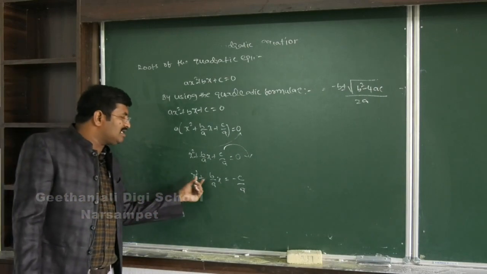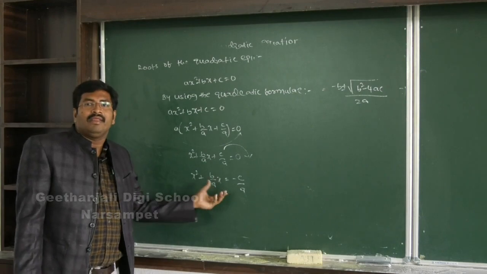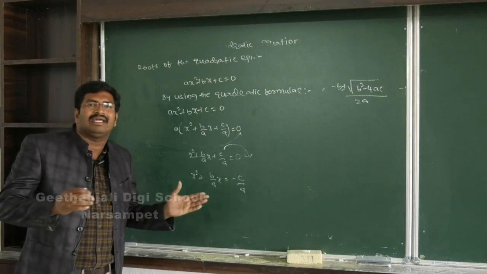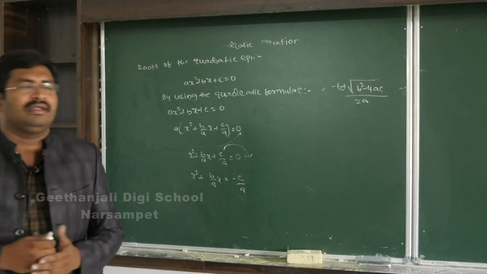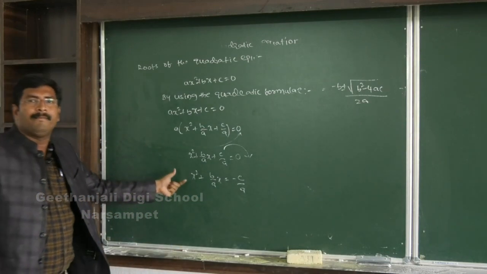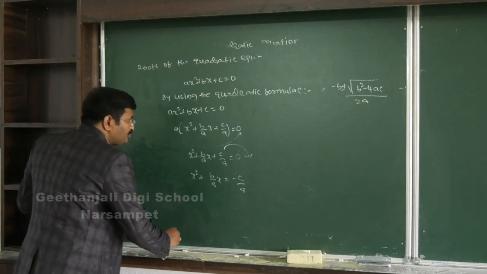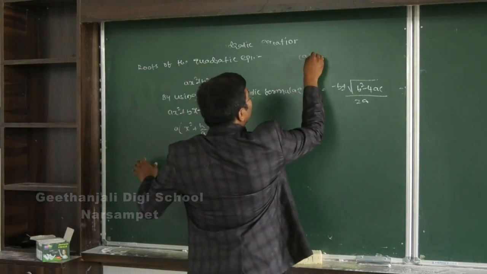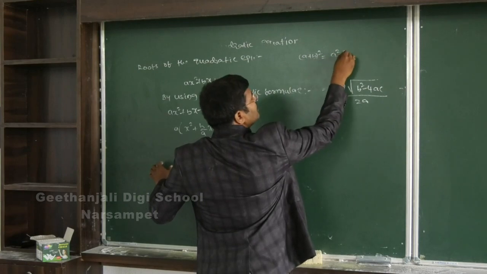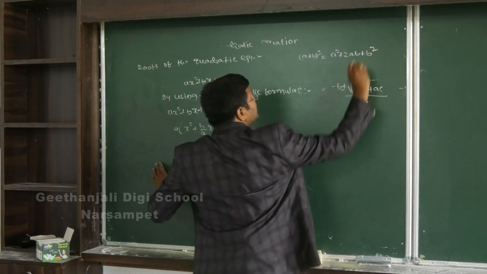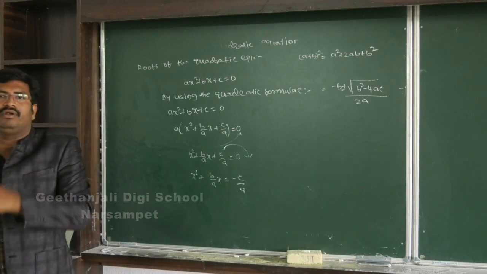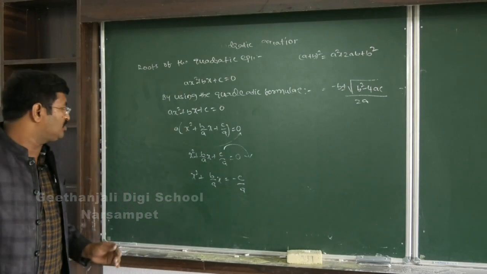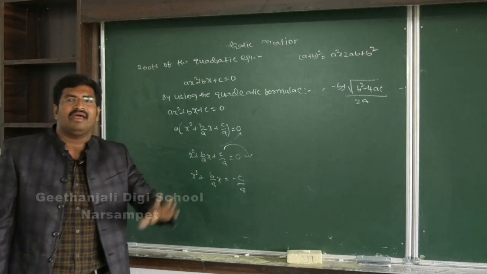Here x square is there, and here an x term is there. To get the value of x, you have to change this into a perfect square. Normally you know a plus b whole square is equal to a square plus 2ab plus b square. This is also x plus k whole square is equal to some constant, so we express this as x plus k whole square.